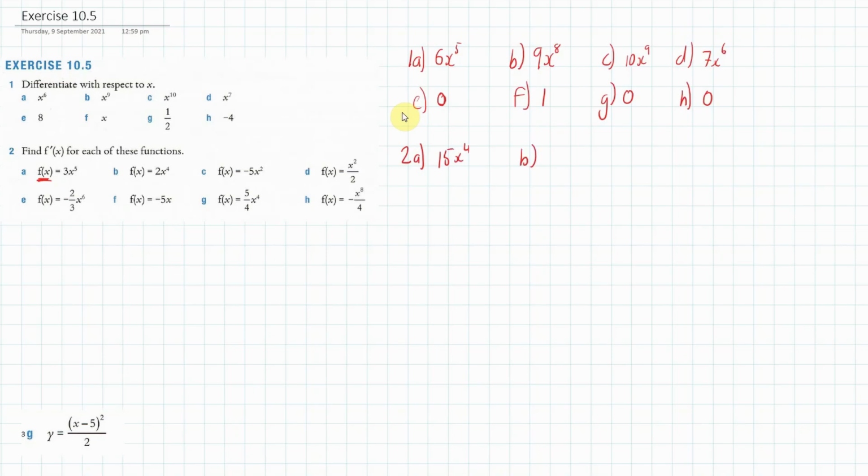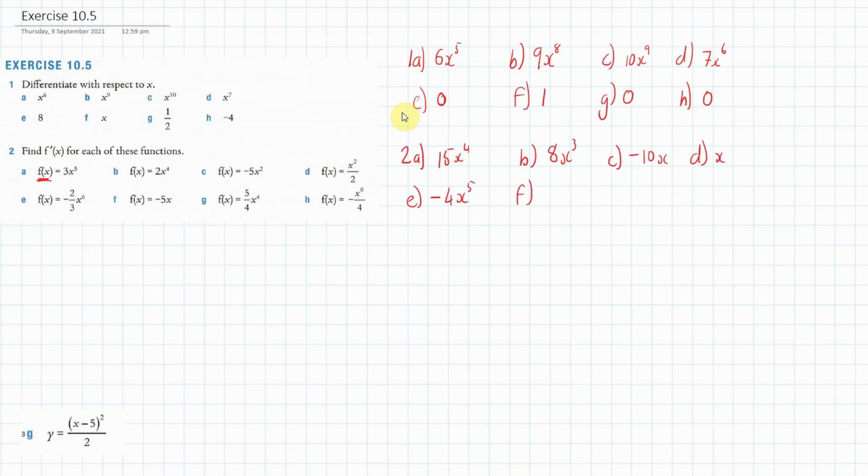For b, it's going to become 4 times 2, so 8. Drop the power down 1 to 3. The next one is going to be negative 10, 2 times minus 5, and then drop the power down to x to the power of 1, and we can just leave it as an x there. D, for this one, we're going to times that by 2, so 2 over 1/2 is 1, and then we drop the power down by 1, so it'll just be x. Next one is E. So this is going to be 6 times 2 minus 2/3, which ends up being negative 4, and then we drop the power down by 1.